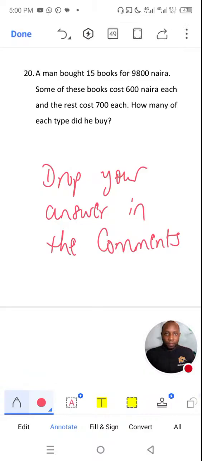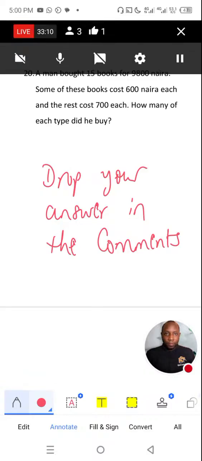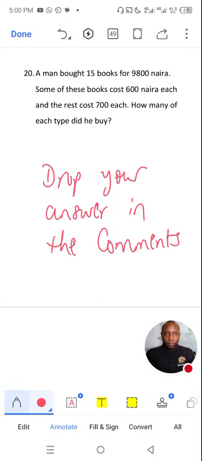So I have dropped a question for all of you to attempt. As you can see, this is number 20. So attempt this question. I think it's going to lead you to a system of equations, if I thought that correctly. So can you attempt this question and let's have your answer in the comments. Okay? If you can, drop your answer in the comments. Good.